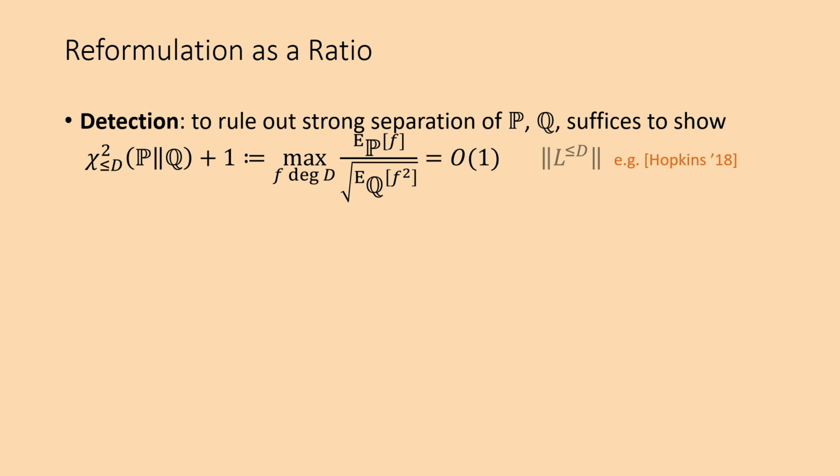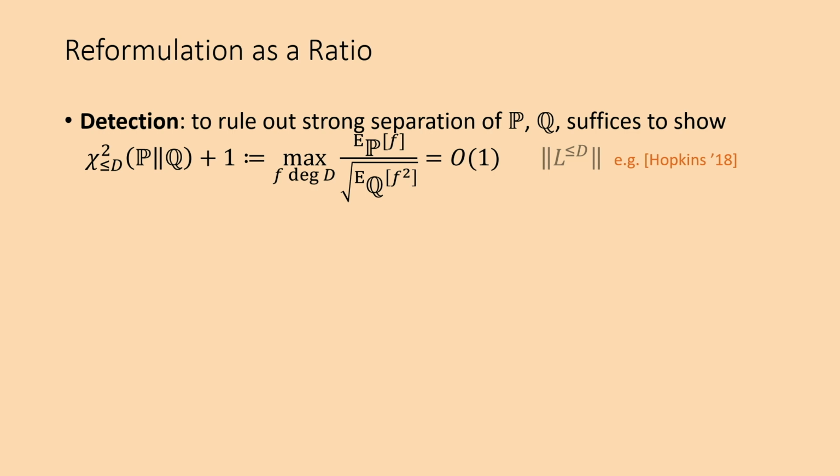So there's a simple reformulation. The proof is not difficult, but I won't go through it now. If you want to rule out this strong separation, that is, you want to show that no polynomial can separate the p and the q, it suffices to bound this certain quantity.